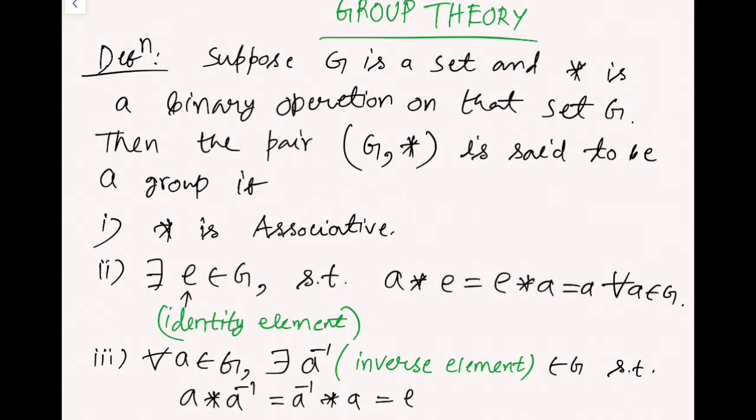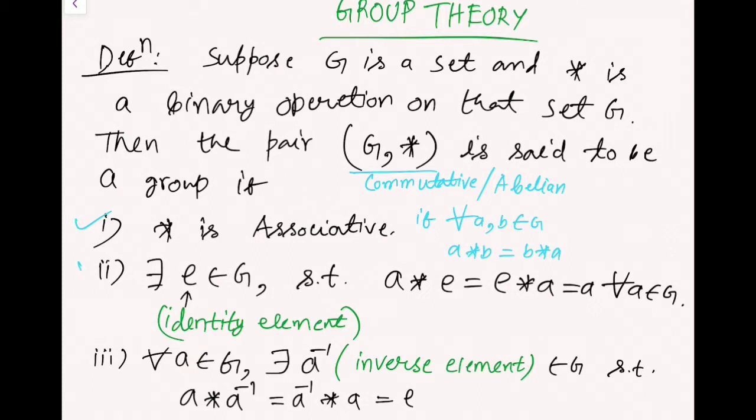Now this group (G, star) is said to be commutative or abelian if for all A, B belonging to G, A star B is equal to B star A. So with these 3 conditions, we have another extra condition. If this condition also holds, then (G, star) will be called a commutative or abelian group.